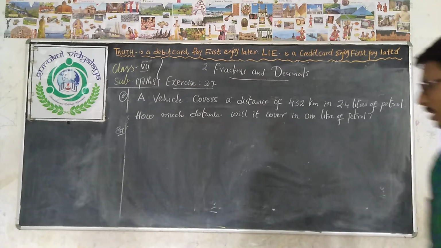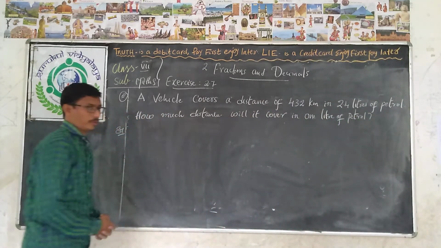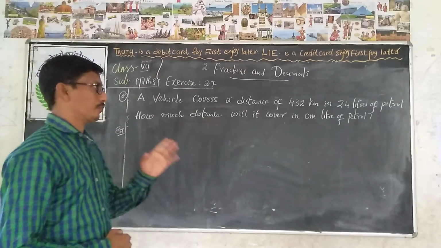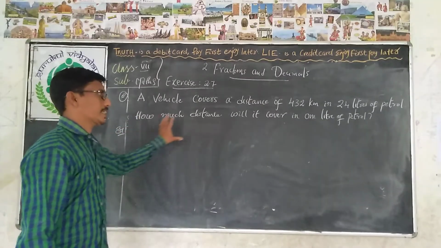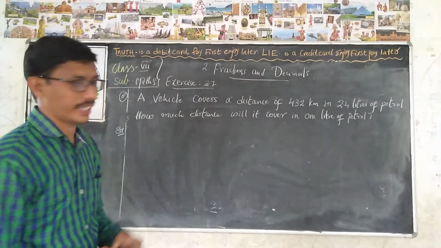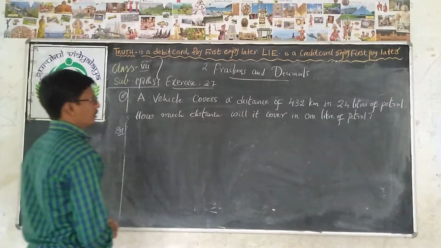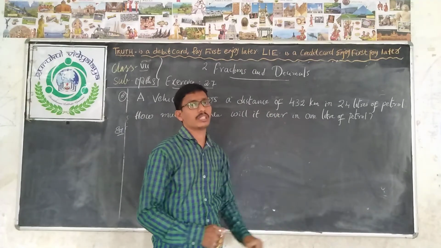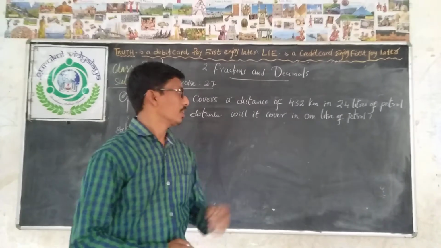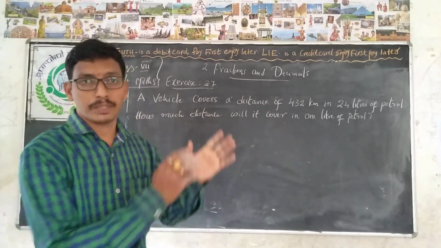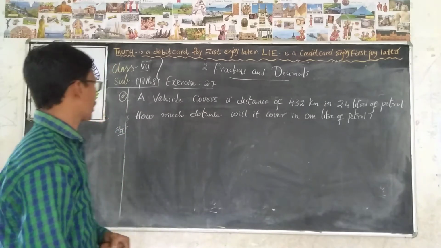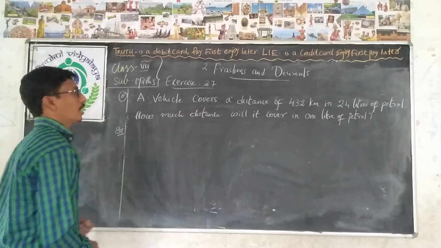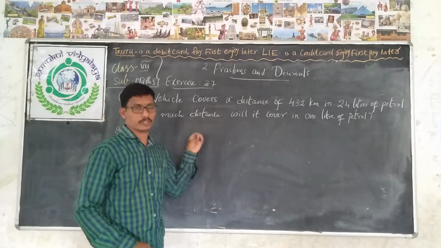Okay, children. Coming to the next problem, sixth problem, last problem. A vehicle covers a distance of 43.2 kilometers in 2.4 liters of petrol. How much distance will it cover in 1 liter of petrol? Okay, already explained this one. See, the vehicle covered 43.2 kilometers with 2.4 liters of petrol. That much distance was covered. Now, how much distance will it cover in 1 liter of petrol? That you have to find. So let us find it.